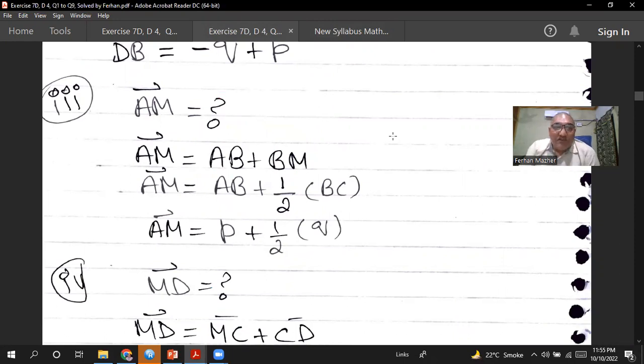And then we put the values. AM will be equal to, AB is P and BC is Q, so AM will be equal to (P plus Q) by 2. This is how you will do this.